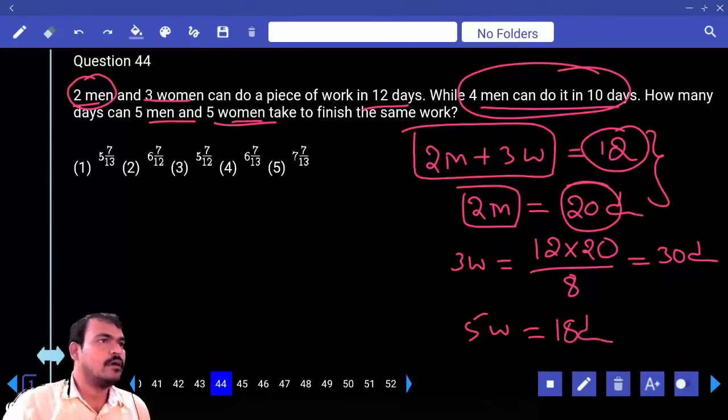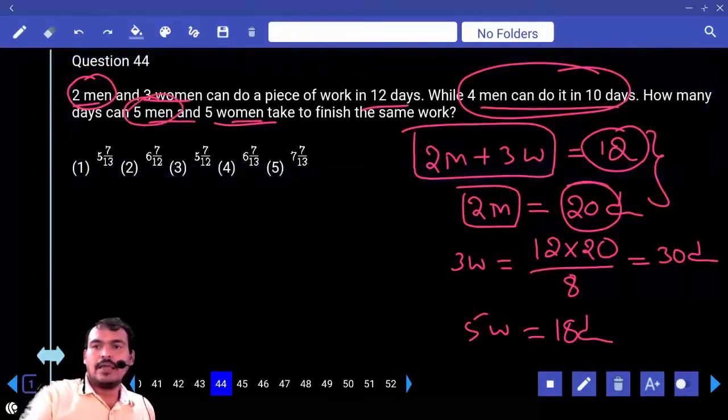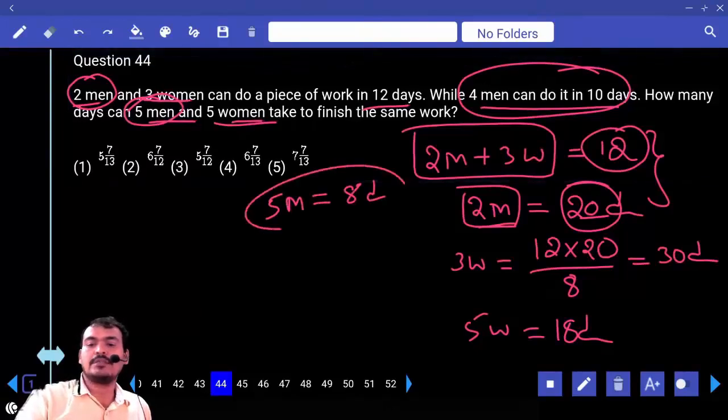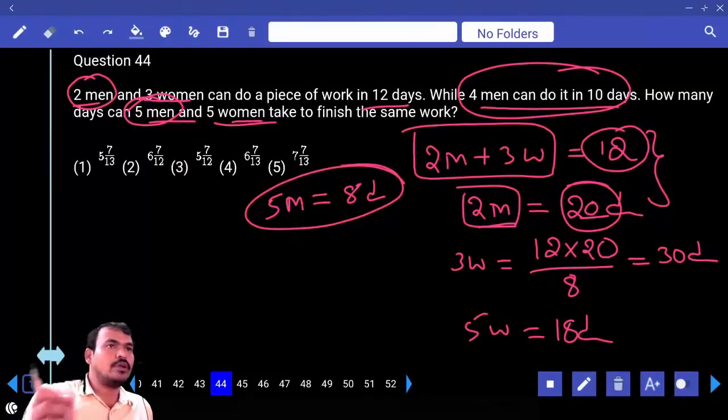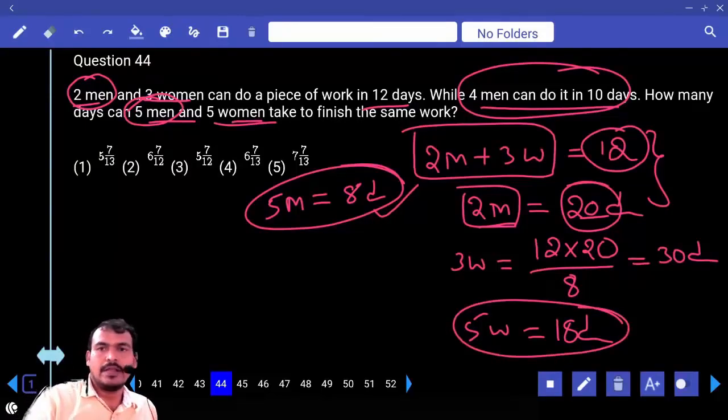5 women 18 days. Again we required which value? 5 men. Already we know 2 men take 20 days. Then 5 men take 8 days. 2 men into 20 is 40. 40 by 5 means 8. 5 men can do the work in 8 days, but 5 women can do the same work in 18 days. But we required the together value.